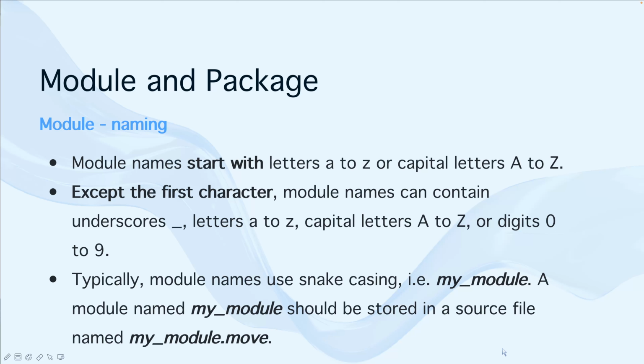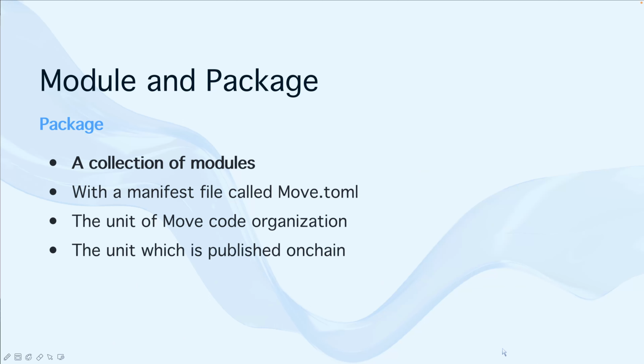A Move package is just a collection of modules with a manifest file called Move.toml. It's a unit which is published on-chain. Packages allow Move code to be reused more easily and to be shared across projects. A package must include the Move.toml manifest file, describing package configuration, such as package metadata and package dependencies.